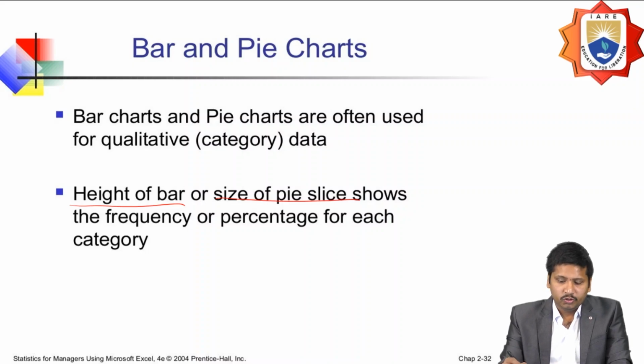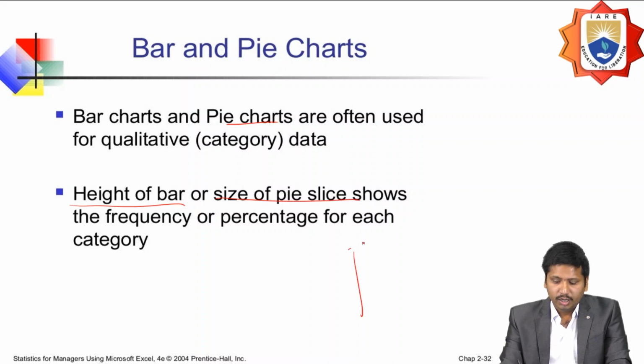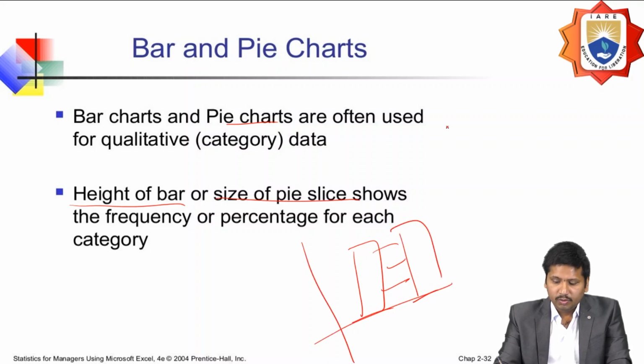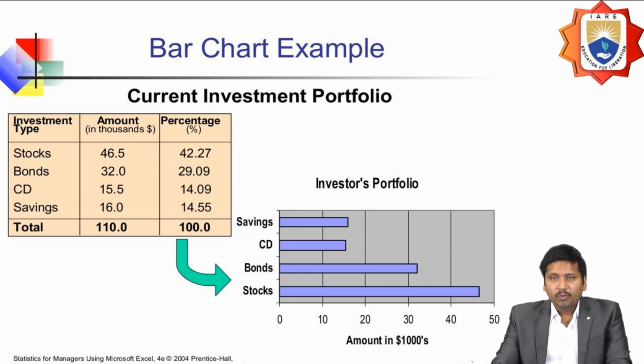The most useful charts for qualitative or categorical data are the bar chart and pie chart. We consider what the height of the bar should be, how much space there should be between one bar and another, and what the size of the pie diagram should be, with how much frequency. Now let's see the data I took previously, the current investment portfolio. How can I represent this in a bar chart?